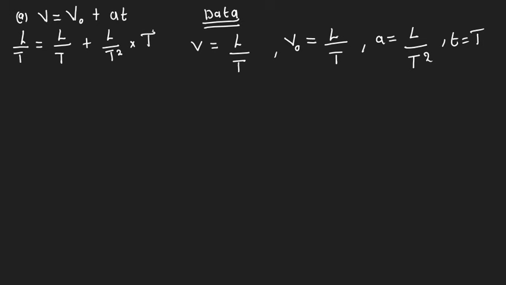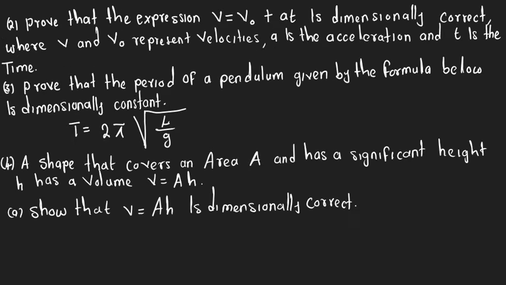So we know that this and that can cancel, and we're going to have L over T equal to L over T plus, we're going to remain with L over T. Have you noticed that what is on the right hand side and what is on the left hand side is the same? Henceforth, we have proved that this particular formula is dimensionally correct. That is how you prove the first question.